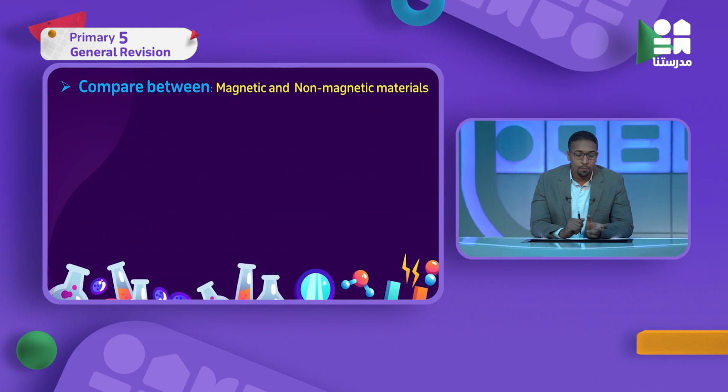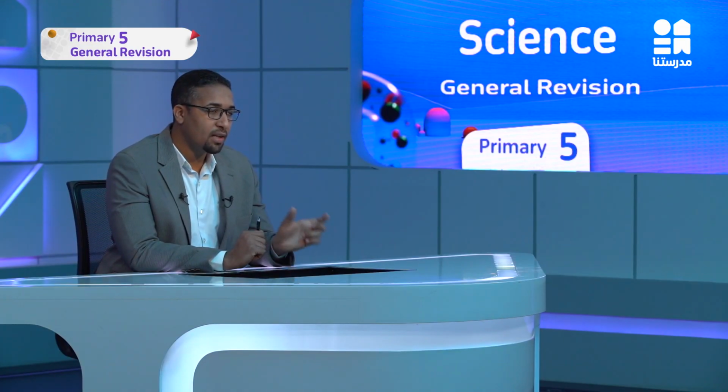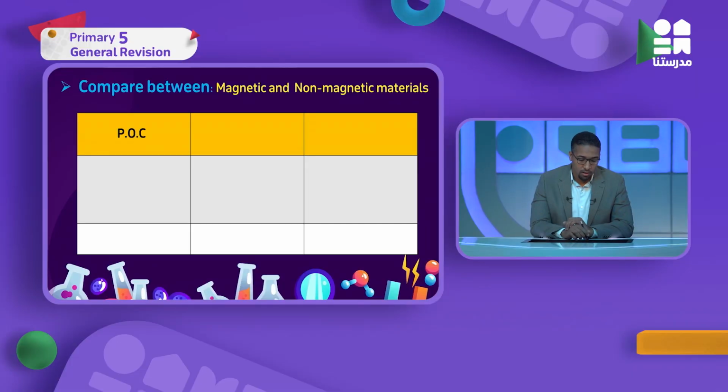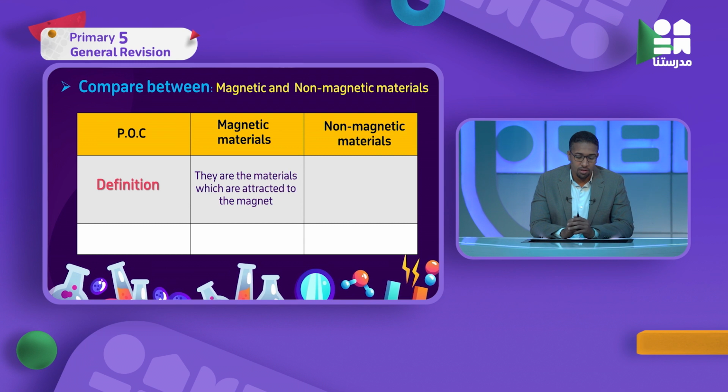This question compares between magnetic and non-magnetic material. So what is the point of comparison? The points of comparison, definition and example. So we have to define magnetic material and non-magnetic material and give examples for each of them. So let's start with the points of comparison, magnetic materials and non-magnetic materials. Let's start with the definition.